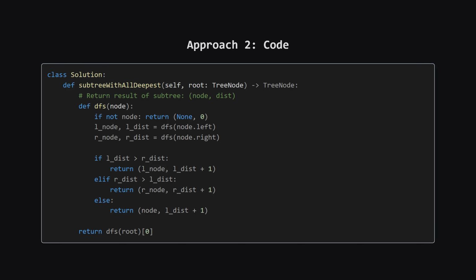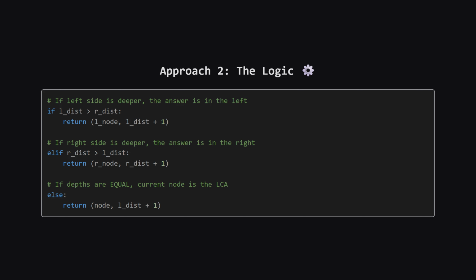It's much shorter. We have one helper function that does all the heavy lifting. Let's break down the logic inside that DFS function. Here is the core decision making. We get a result from the left and a result from the right. We check, is the depth coming from the left greater than the right? If so, the deepest nodes are only on the left side, so we just return whatever the left side gave us. Same logic if the right is deeper.